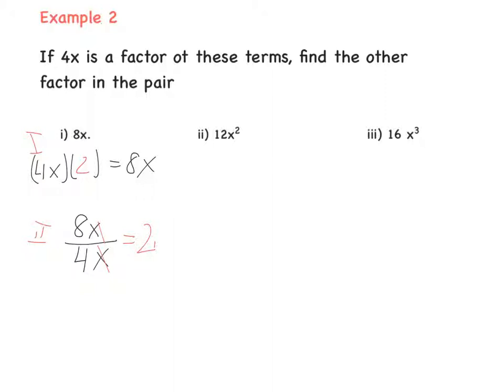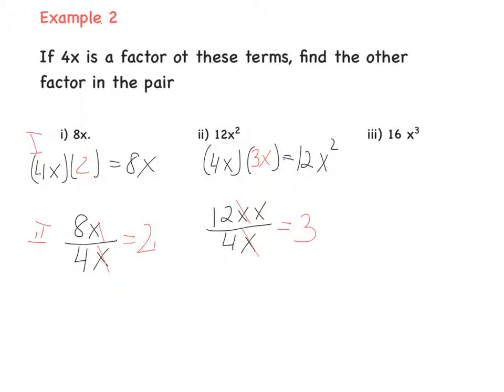Let's do the next one, 12x squared. First of all, 4x multiplied by what gives you 12x squared? And x squared is x multiplied by x. So first the numbers: 4 multiplied by what gives you 12? So 4 times 3 is 12. And then x multiplied by what gives you x squared? So that's x. And the other way, 12x squared, we can write x multiplied by x, and then divide by 4x. So 12 divided by 4 is 3, and x cancels out, so it is x.